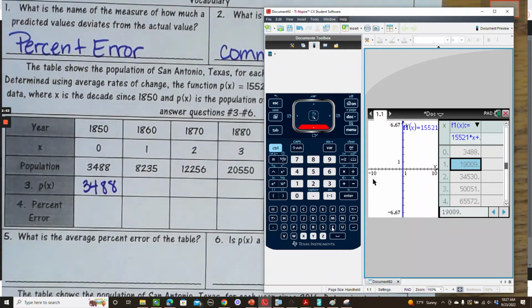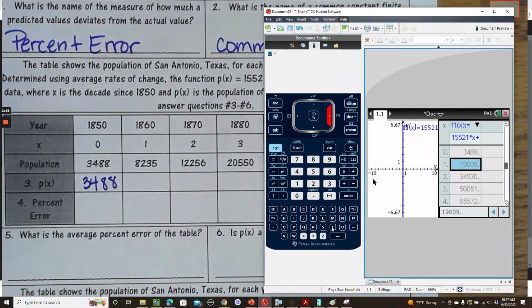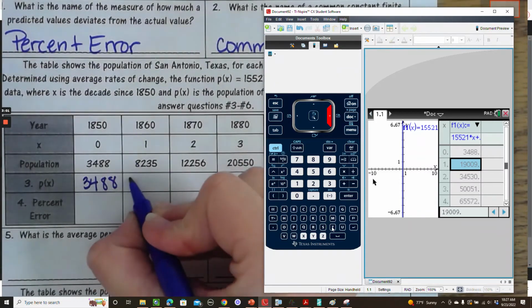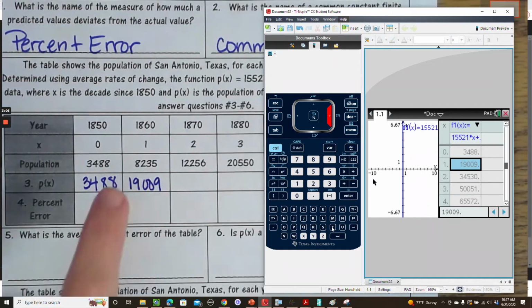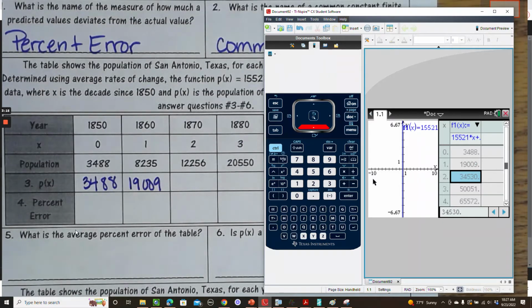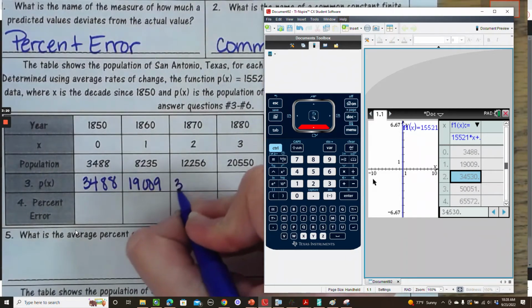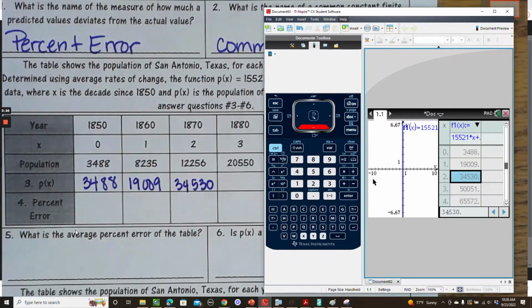All right, I'm going to go down to where X is 1. According to our model, the population should be 19,009 people. So again, 8,000 was the actual, but using the model, the linear equation we made, it should be 19,000. That is a big difference. All right, so at 2, so that's in 1870, using our model, there should be 34,530 people in San Antonio. And you just keep going down and filling your table in.